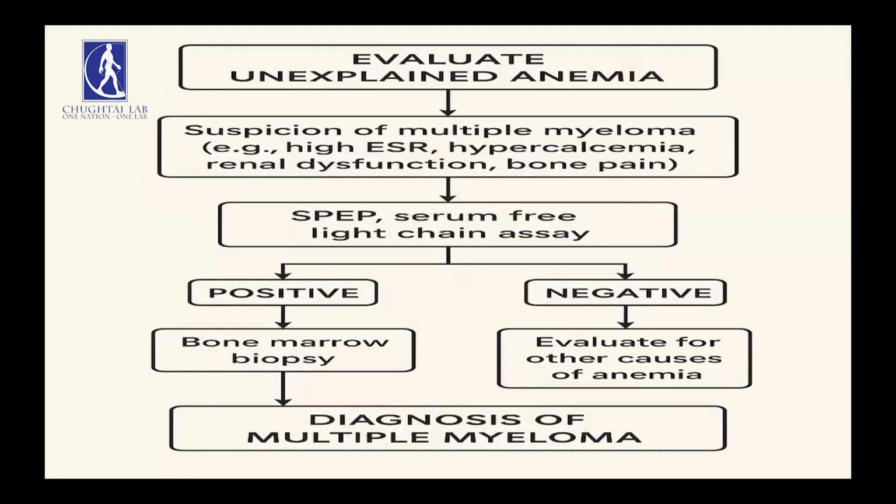This is a flow chart explaining how we should evaluate unexplained anemia. We should suspect multiple myeloma if there is high ESR, hypercalcemia, renal dysfunction, and bony pains as well. So in order to further establish it, we need specific tests like serum protein electrophoresis, serum free light chain assay, and immunofixation. If they come back positive, we should perform a bone marrow biopsy to confirm our diagnosis. And if they come back negative, we should evaluate for other causes of anemia.